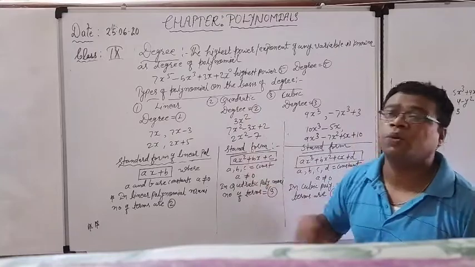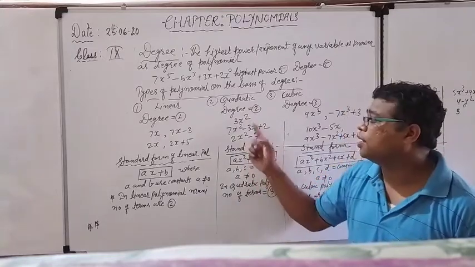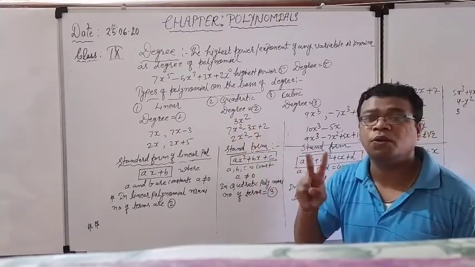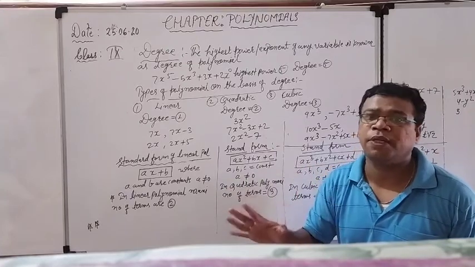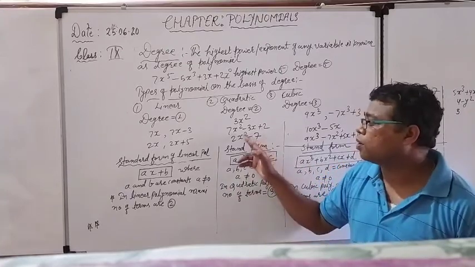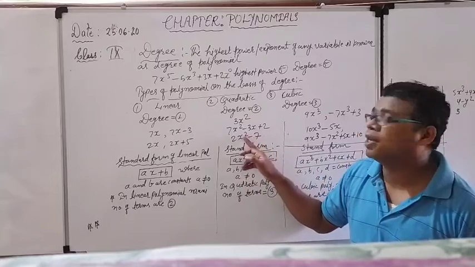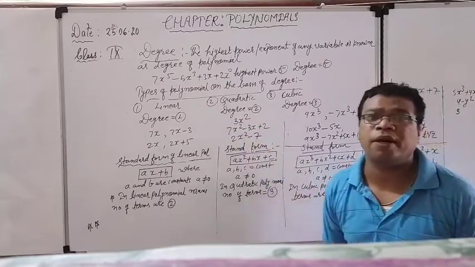See the next example, 2x square minus 7. Again you can see here monomial, here trinomial, here I have taken 2 terms. Matter is not that 2 terms, 3 terms, okay, because we are talking about the degree. What is the degree here? 2. Again it is the example of the quadratic polynomial.